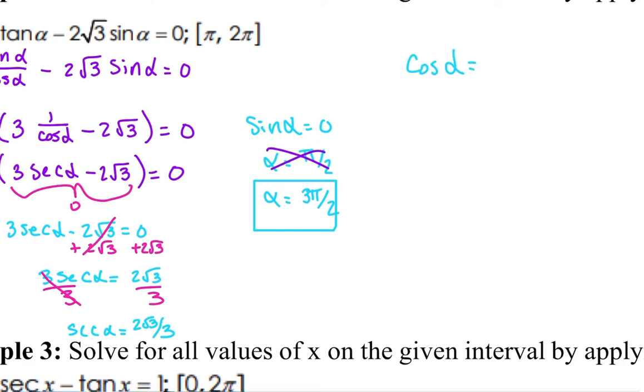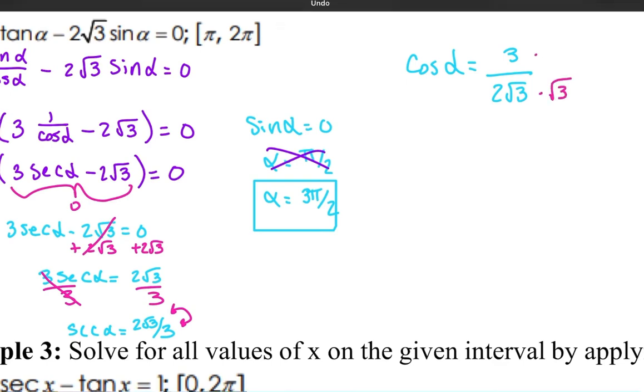I can switch it to cosine of alpha, and if I do that, I have to take the reciprocal, right? Since secant and cosine are reciprocals, I'm going to need to flip that upside down. So it's going to become 3 over 2 square roots of 3. And we know that we can't have square roots in the denominator, so let's multiply that. We'll multiply by that square root of 3 in that denominator.